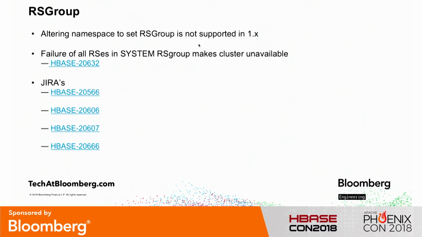And I said, altering: in 1.x, if you alter a namespace and think that all the tables in the namespace would go to that region server group, it doesn't happen. So you need to explicitly move all the tables in that namespace to the region server group. In the latest code, which is 2.0 or 3.0, what we found is that if you bring down all the region servers in the region server group which holds the system tables, then the cluster becomes unavailable. And if you're trying to test the region server group features, maybe these are further Jira tickets you may want to be aware of.